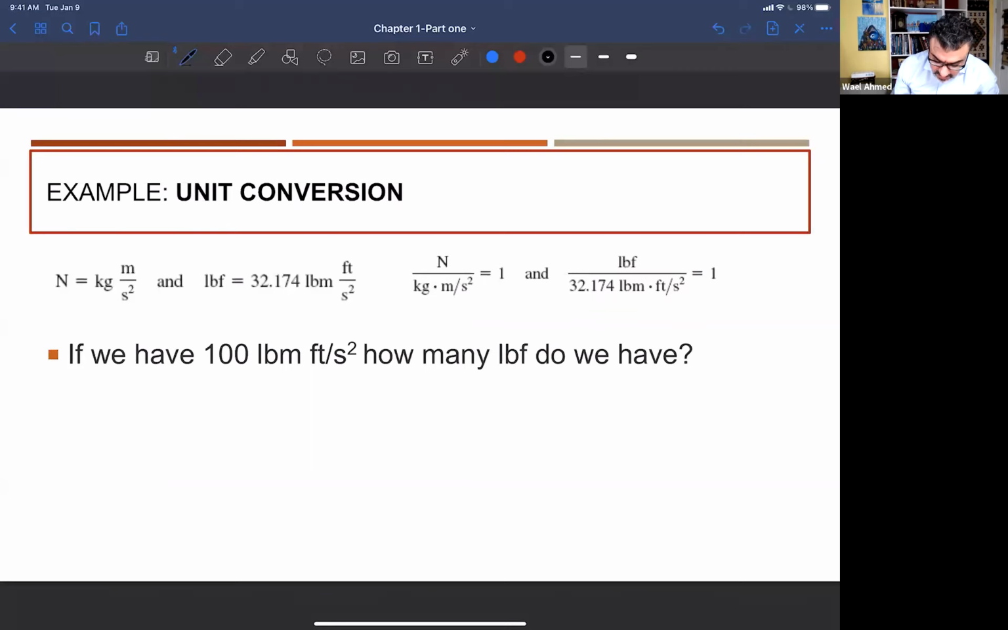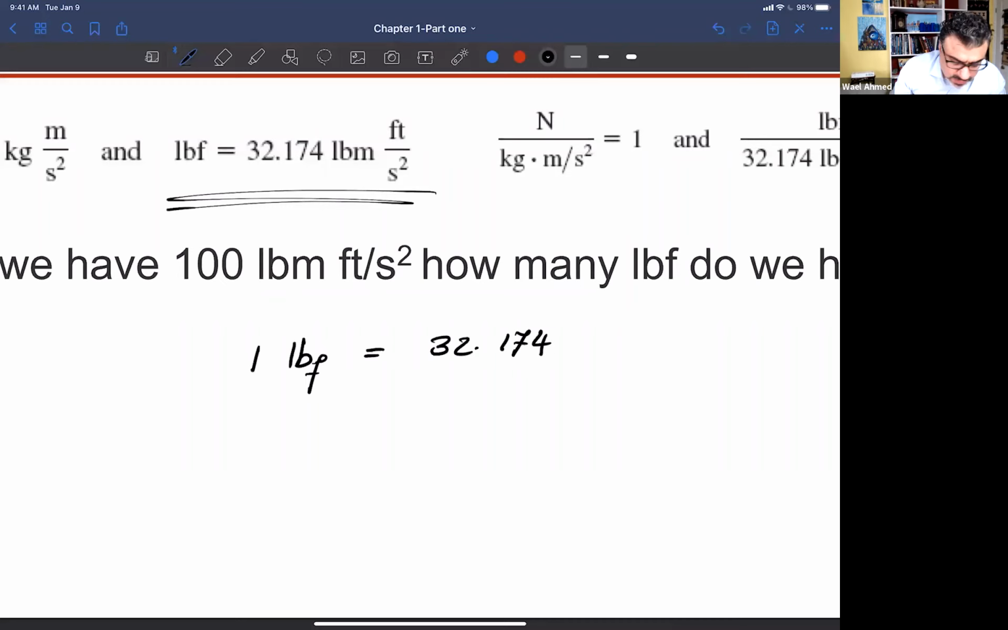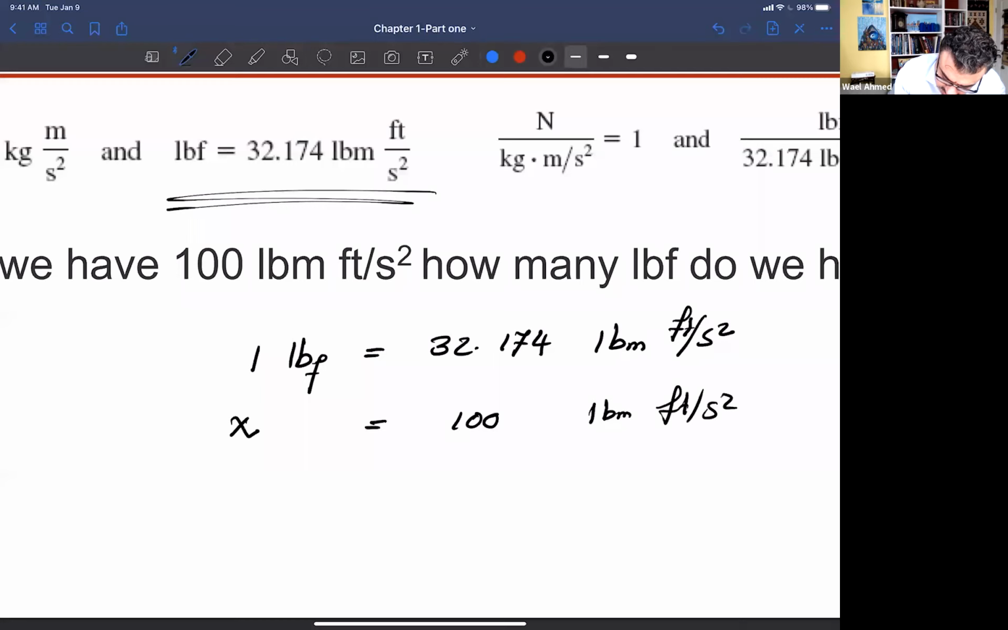I know you are excellent in this, but let me just explain now. So one pound force from this equation here is equal to 32.174 pound mass feet per second squared, right? Now I have 100 of this. How much X of this pound force? Excellent. Some people already calculated this. Yeah, it's very simple. Perfect.